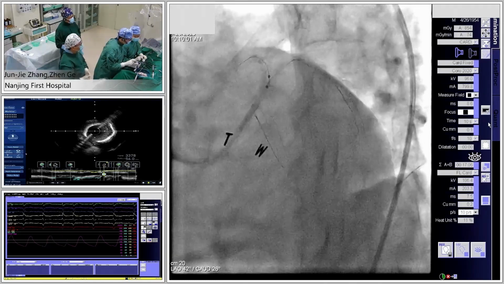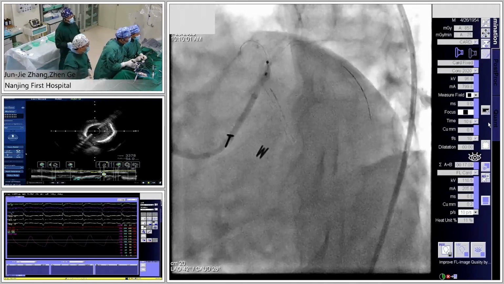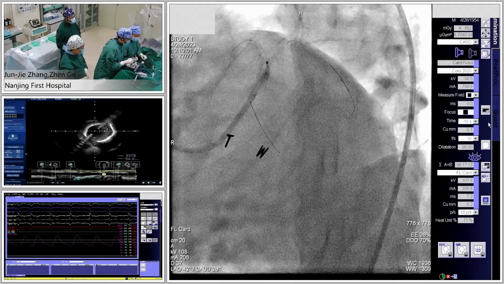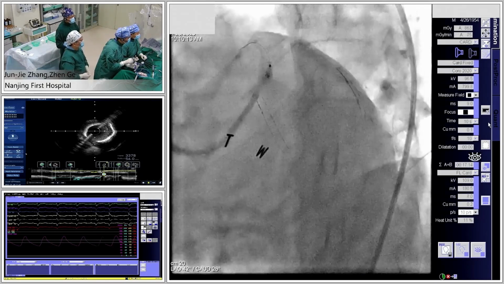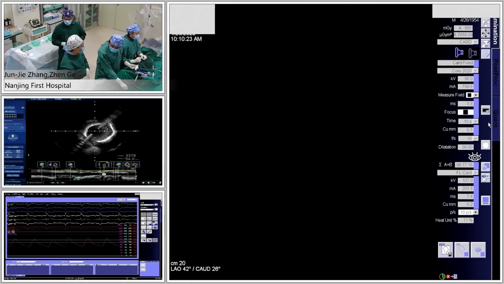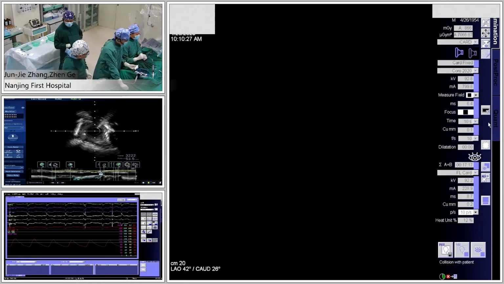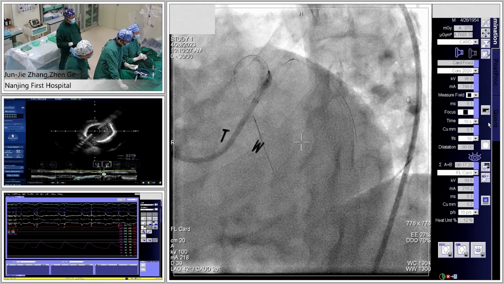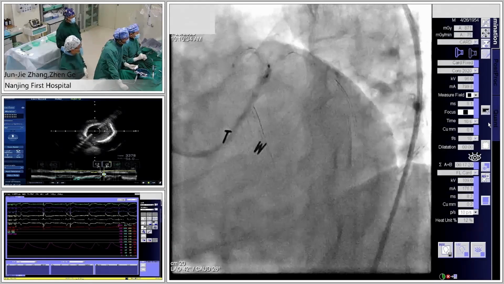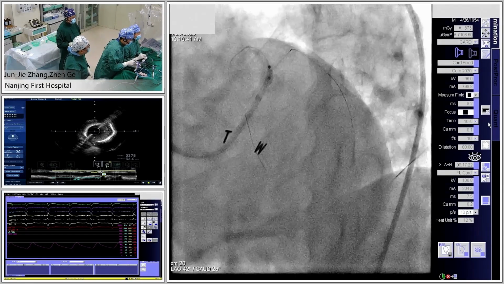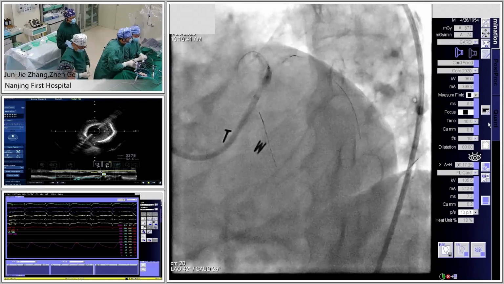So we inflated the balloon at 4 atmospheres. Then we started the first round. Now the T-wave balloon started to work. The machine automatically starts to give the shockwave energy. Okay, this first run is done. Then the balloon is inflated to 6 atmospheres.